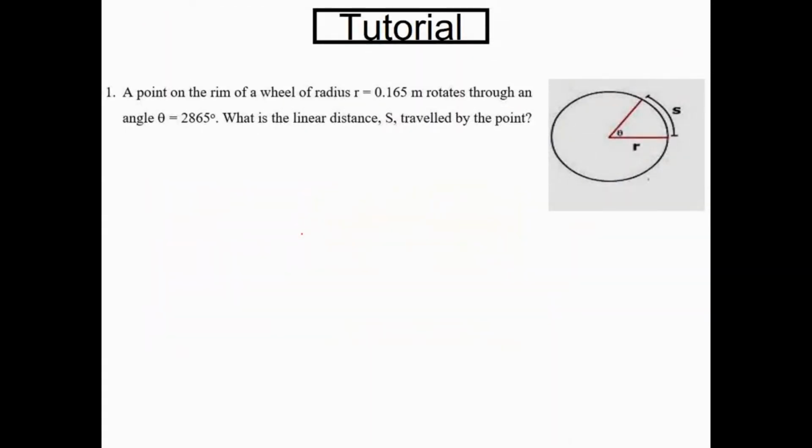First question. A point on the rim of a wheel of radius r, which is equal to 0.165 meter, rotates through an angle theta, which is equal to 2865 degree. What is the linear distance s traveled by the point? So you have to see the picture here. The radius is given, the theta value is this one, and we are going to find the value of s.